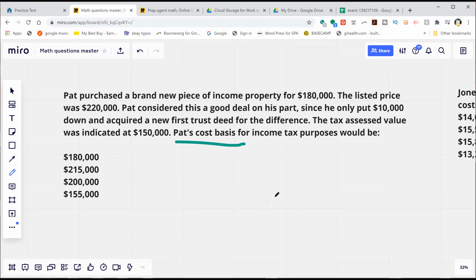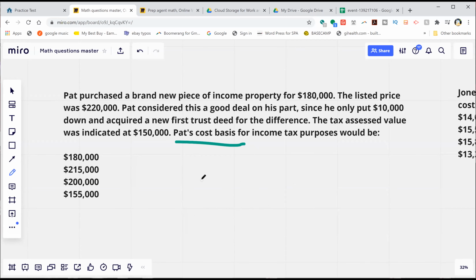Okay. So let me ask you this. How would you come up with Pat's cost basis? What are we going to do? Is there a formula? What are we going to figure out here? So what's the first step we're going to do? I want you guys to tell me. Yeah. So I got a question mark here. 220 minus 180,000. Here's the thing.